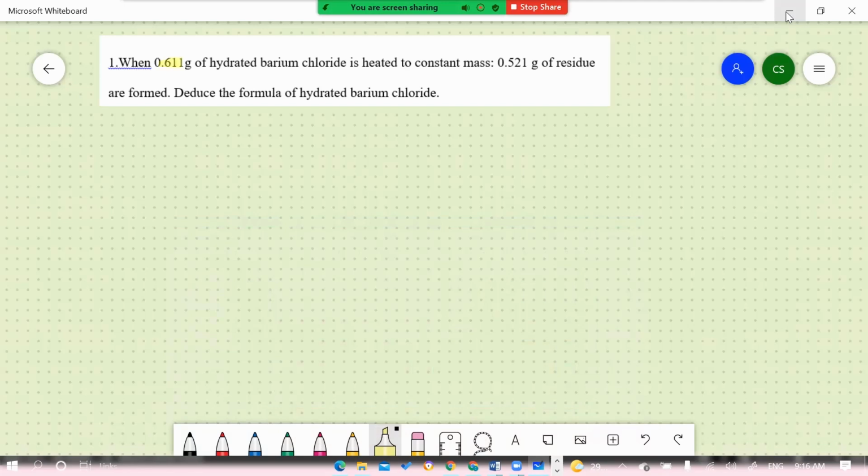All right, so this says when 0.611 grams of hydrated barium chloride is heated to constant mass. Remember, to constant mass is important. Why is that important? Because then you'd know that all the water of crystallization has been removed. Oh, so that's what that means. Okay, thank you. I didn't know that.